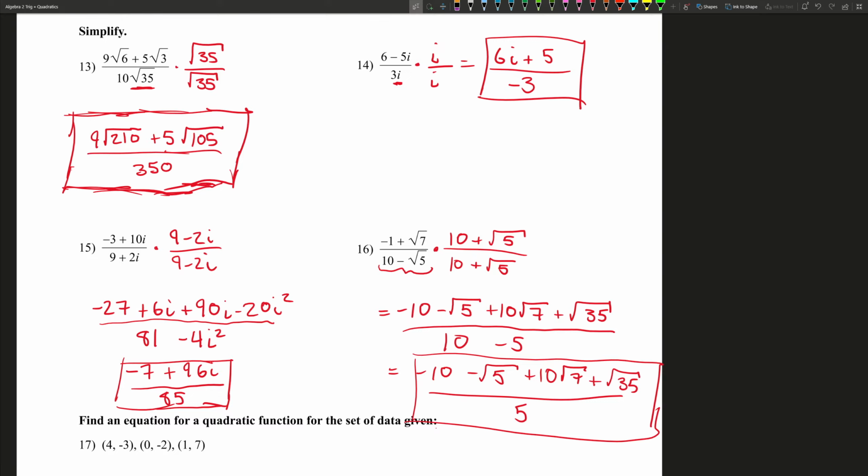Why is the second 10 positive? Like the 10 in the denominator, or this 10? I think you mean the 10 in the numerator, on number 16 on the top. So if we FOIL, negative 1 times 10 is negative 10. Negative 1 times rad 5 is negative rad 5. Positive rad 7 times positive 10 is positive 10 rad 7. And then the same thing, rad 7 times rad 5 is rad 35.